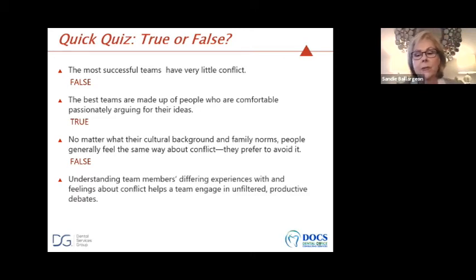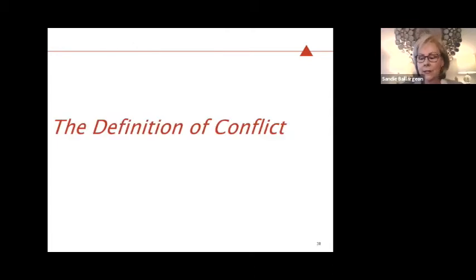Understanding team members' differing experiences with and feelings about conflict helps the team engage in unfiltered and productive debates. And the answer is true. When there's trust on the team and they're able to engage in debates, and it's a non-threatening environment, then you get a lot more creative ideas, and it really is helpful. So now we'll go back to Patrick, and he will give you the definition.